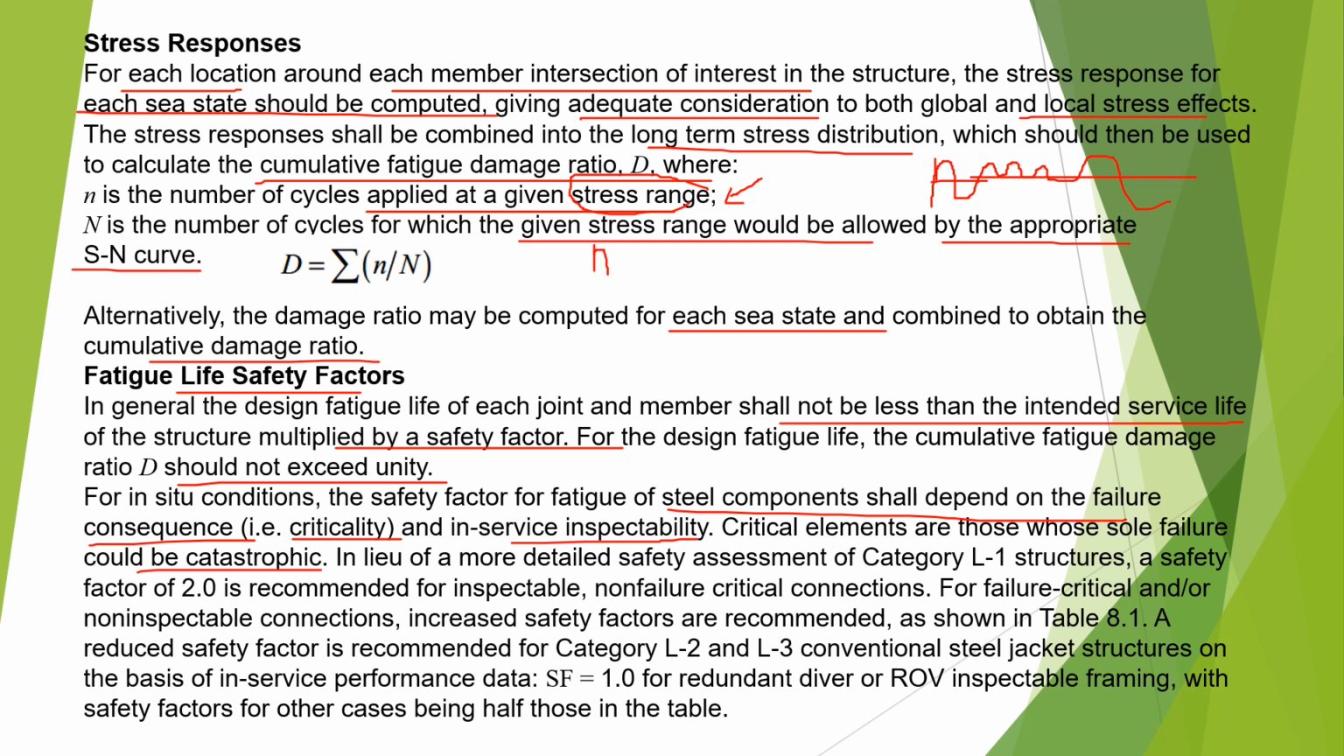In lieu of a more detailed safety assessment of Category 1, Safety Factor 2 is recommended for inspectable non-failure and failure critical or non-inspectable connections. Increased safety factors are recommended. You will see in this table what the increased safety factors are. Reduced safety factors are recommended for L2, L3 for conventional steel structures on the basis of in-service performance. If you have the in-service performance for non-conventional steel structures for Category L2 and L3, a reduced factor of safety can be used.